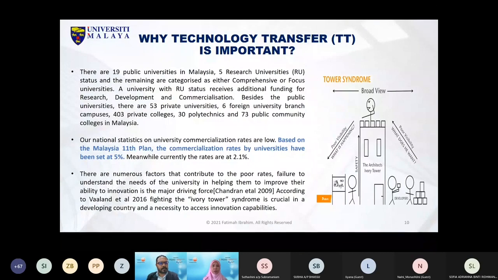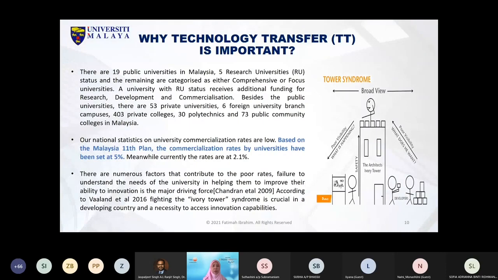Looking at the Malaysian scenario, we have 19 public universities, 5 research universities, and we also have 53 private universities, 6 foreign universities, 403 private colleges, 30 polytechnics, and 73 public community colleges in Malaysia. We should have technology that needs to be commercialized.